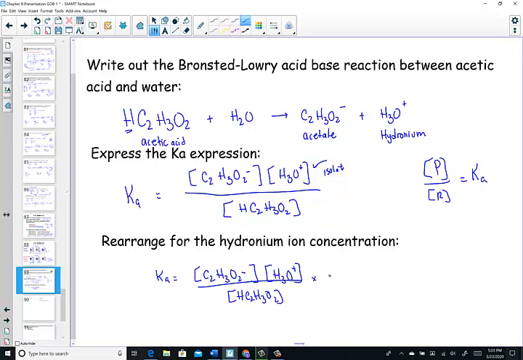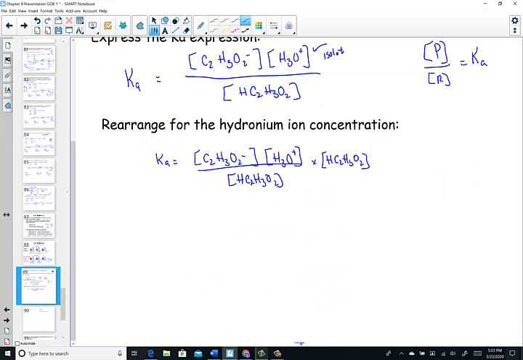Let's multiply both sides by the molecule, HC2H3O2. And when we do that, we can see that this would cancel, and we'd have over here Ka times the acetic acid, and now we've dropped out. So then what? We want to isolate H3O+. So now I'm going to divide both sides by the conjugate base acetate so that they'll cancel out. And we've isolated H3O+ to be on a side all by itself, right?